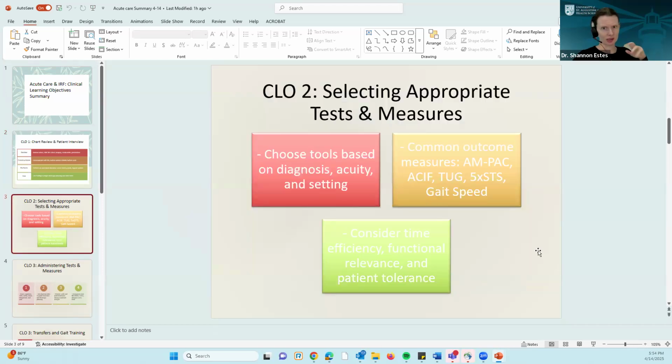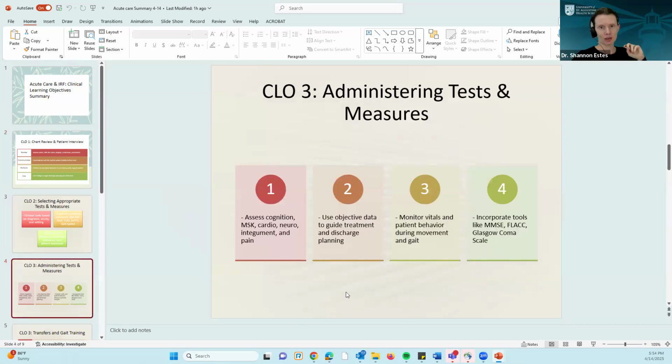Tests and measures, you're going to select the appropriate ones based on the patient, what you know you can do in your facility, what equipment you have, and what's appropriate for that setting. You're going to administer them. Remember, tests and measures are not outcome measures specifically. Your tests and measures are range of motion, sensation, vitals, things like that.